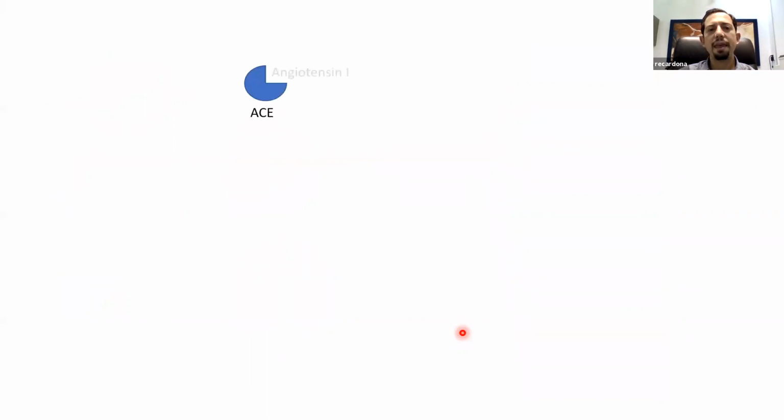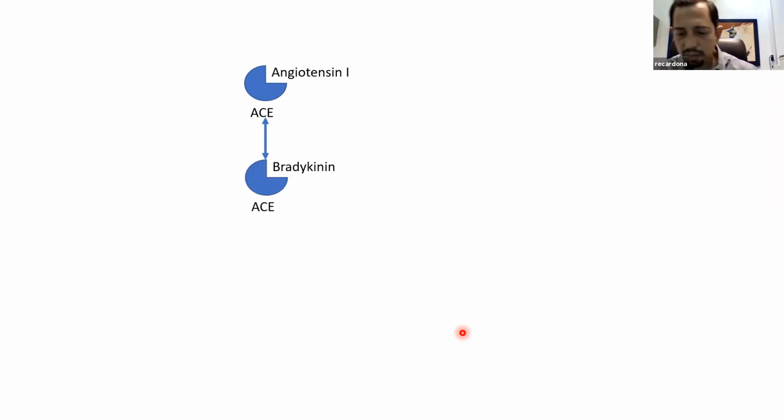Plus, the angiotensin converting enzyme belongs to a group of enzymes called endopeptidase enzymes, which are enzymes that metabolize several peptides in our body. So one of these peptides is angiotensin 1, but another one of these peptides is bradykinin. Bradykinin is a vasodilator, which is normally metabolized by the angiotensin converting enzyme into inactive metabolites.